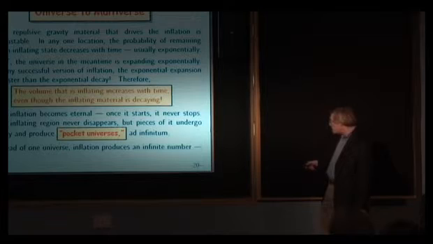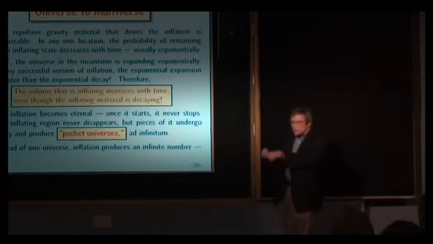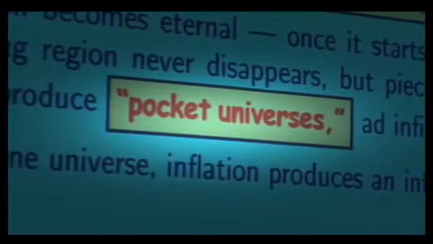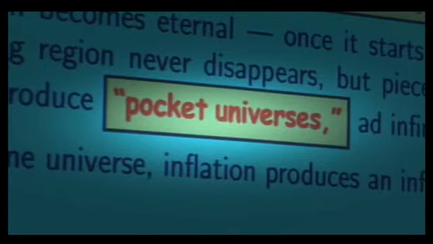Once inflation starts, it just never stops. The volume that is inflating increases with time, even though the inflating material is decaying, because it's exponentially growing faster than it's exponentially decaying. So the inflation becomes eternal. Once it starts, it never stops. The inflating region never disappears, but instead pieces of it undergo decay. And when each piece decays, it produces a local universe, a local Big Bang. And each such local universe is called a pocket universe. And we would be living in one of these pocket universes.